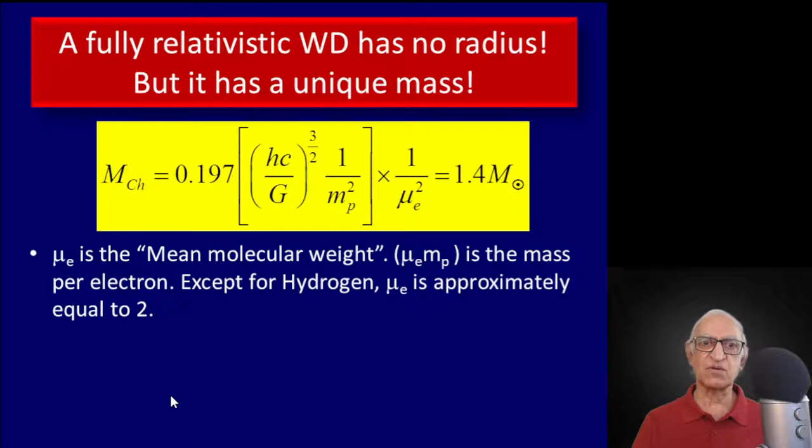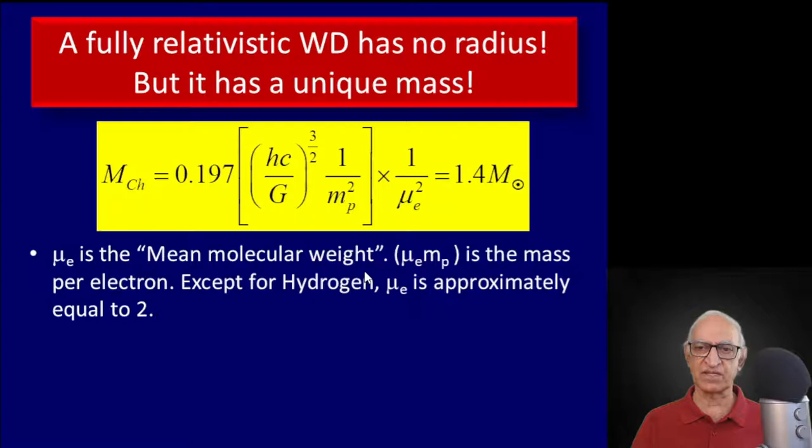Now, if you remember, Chandrasekhar's remarkable discovery was the following. A fully relativistic white dwarf, namely with all the electrons moving very nearly at the speed of light, when the energy of the electron is equal to p times c, where p is the momentum of the electron, has a unique mass but no radius. And that unique mass is given purely by a combination of fundamental constants that appear in the theory. And there is a 1 over mu squared in the denominator, and that mu, if you recall, is the mean molecular weight per electron.